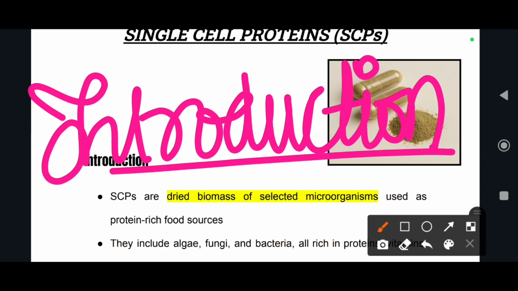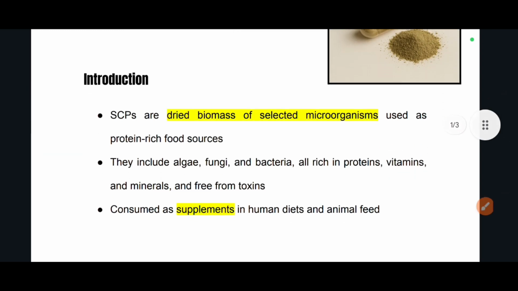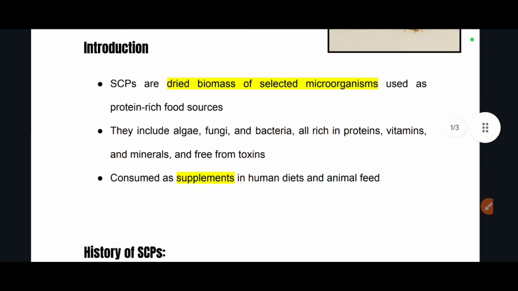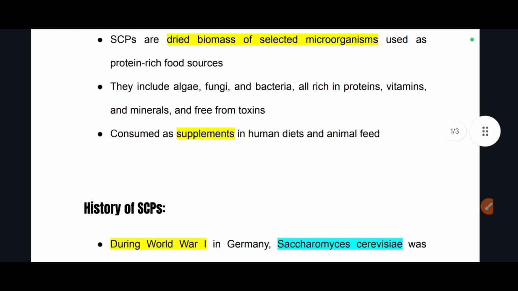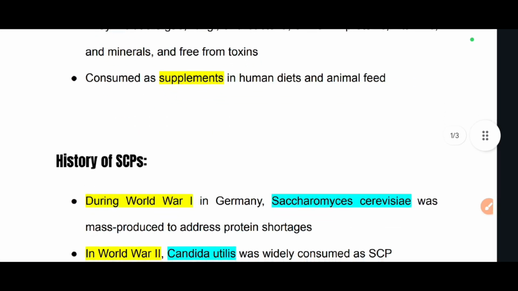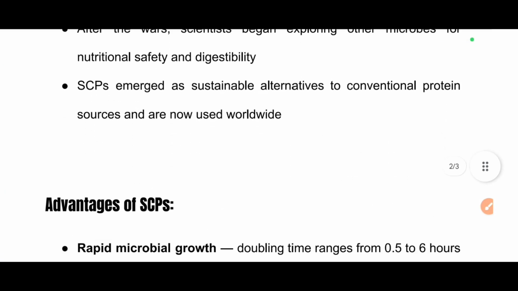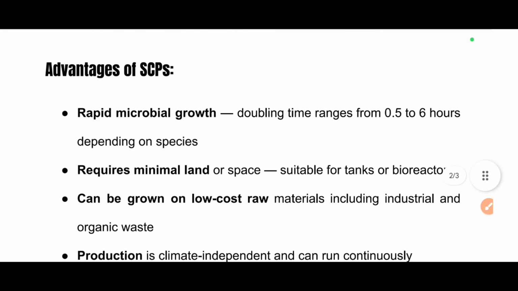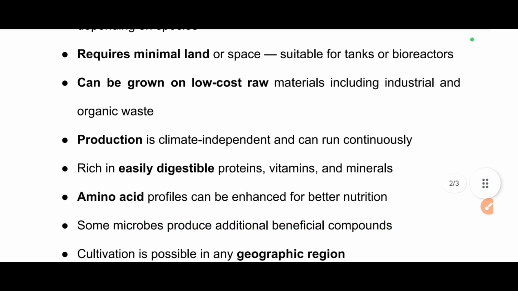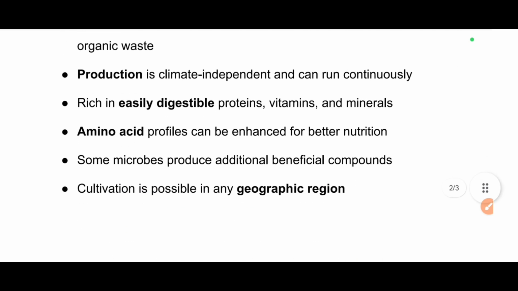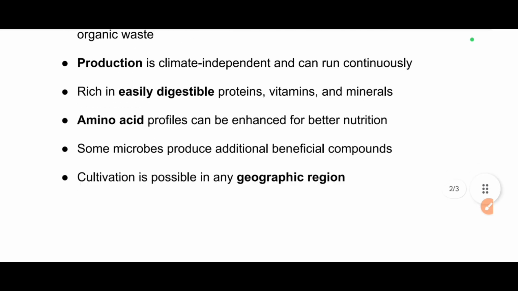So let's have a very quick revision of our session today. SCP means a dried biomass of certain microorganisms. It can be used as supplements. It can include algae, fungi, bacteria, everything. We saw the history about Saccharomyces cerevisiae and Candida utilis. Then we saw the advantages of SCP: rapid microbial growth, requires minimal land, can be grown on low cost raw materials, production is climate independent as well as geographical area independent, and it's easily digestible. It has a very good amino acid profile, which is very helpful for our nutrition, and we also have many additional benefits from SCP.